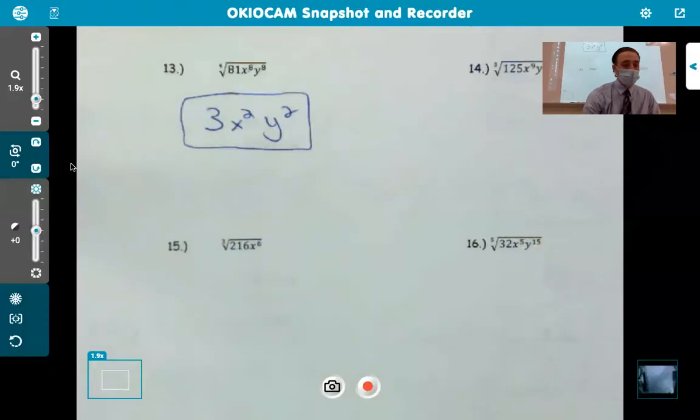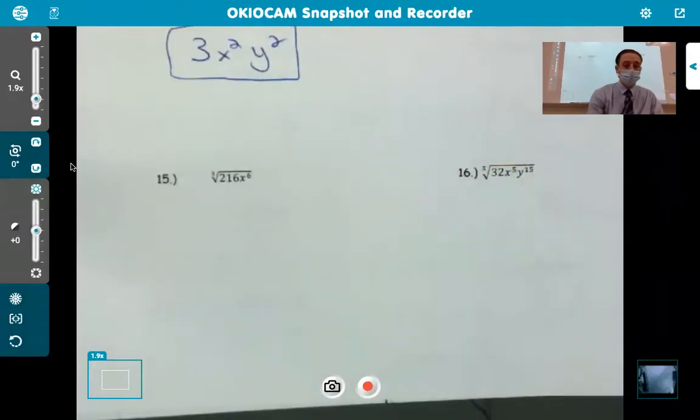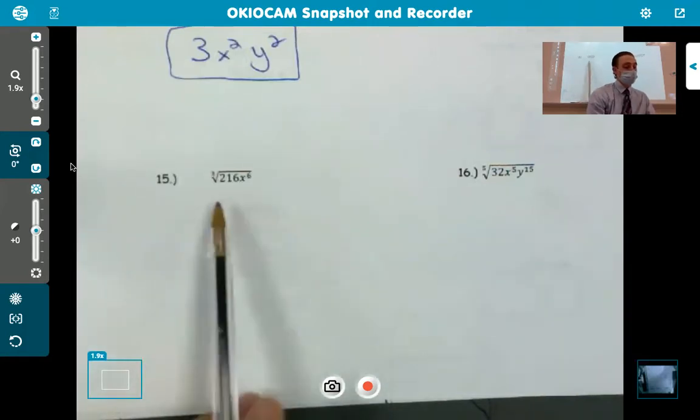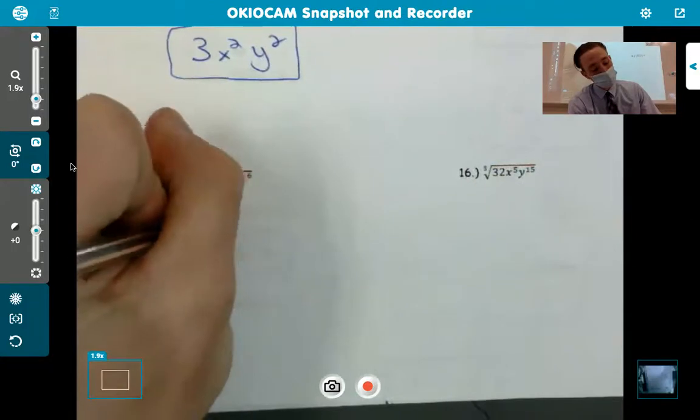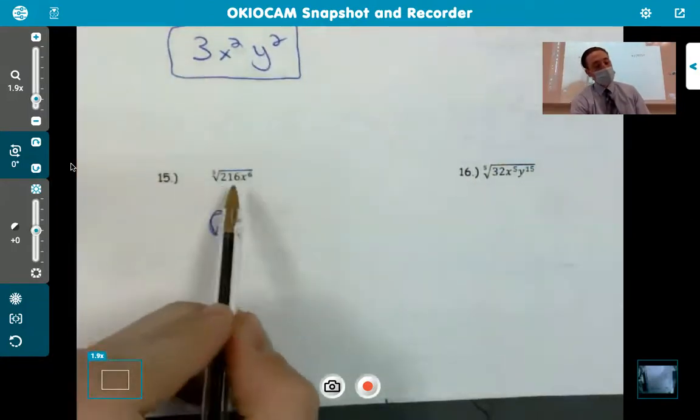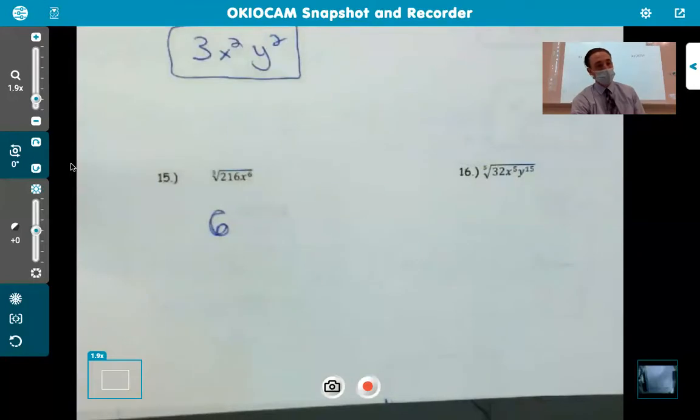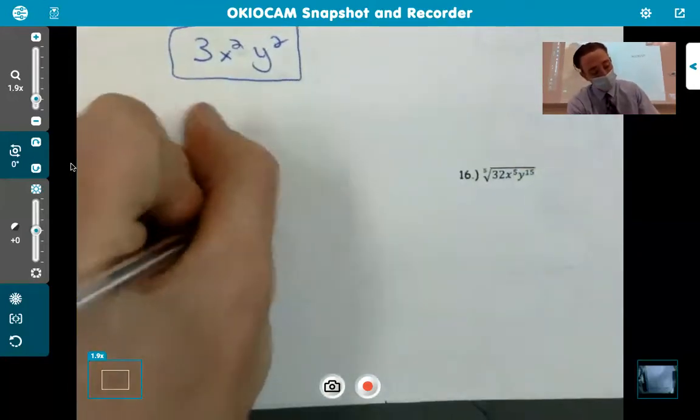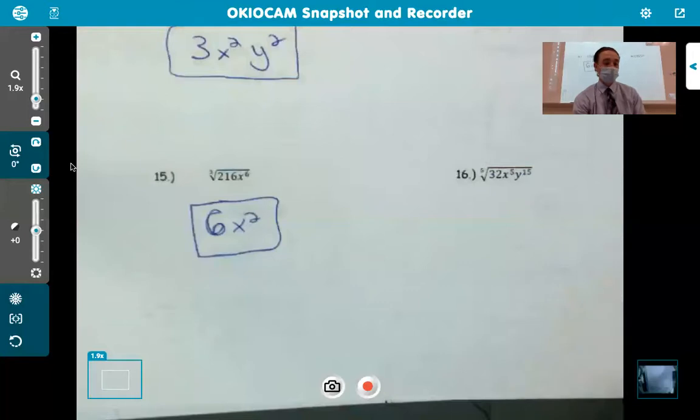Okay. Last one, number 15, and then we'll discuss the homework assignment for tonight and the rest of the plan for this week. 15, what is my index? 3. What is the cube root of 216? 6. Cube root of 216 is 6. And then x to the 6th taking the cube root, how's that going to simplify? Right, x squared. So it'd be 6x squared.